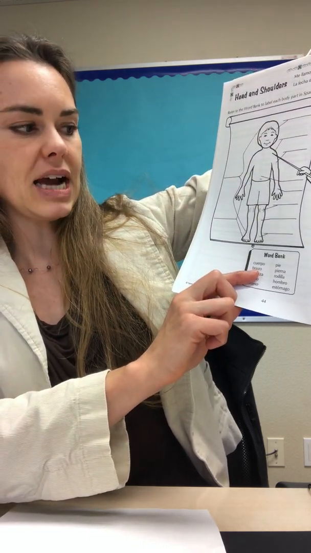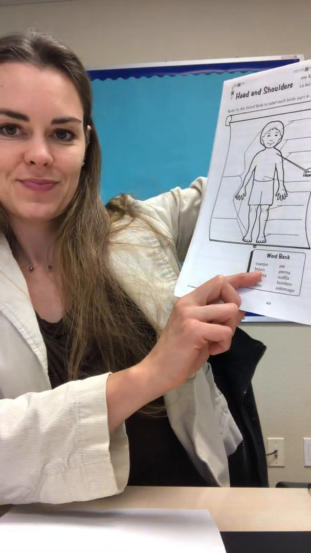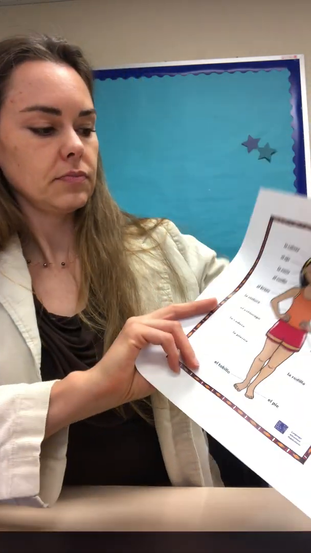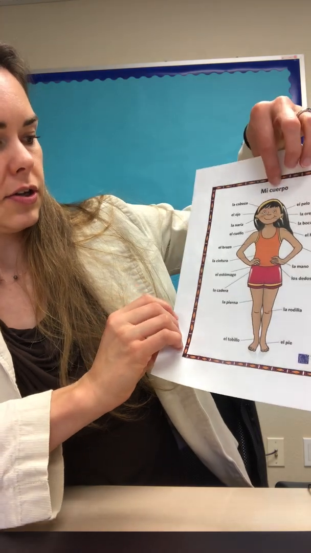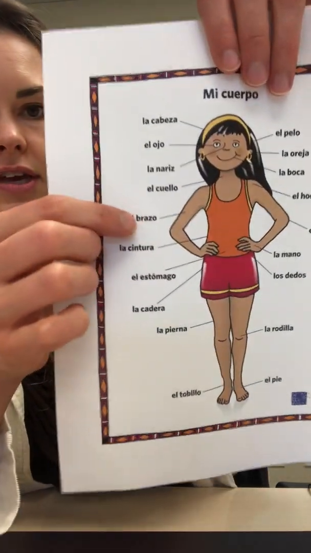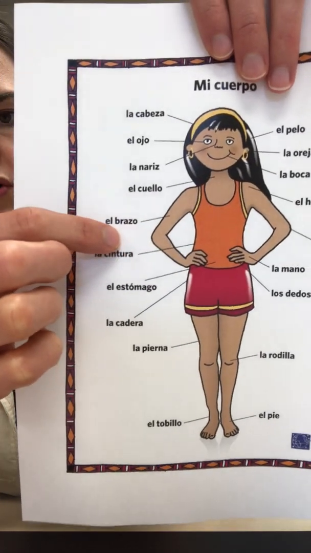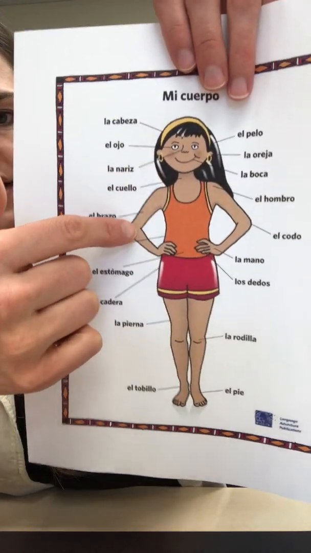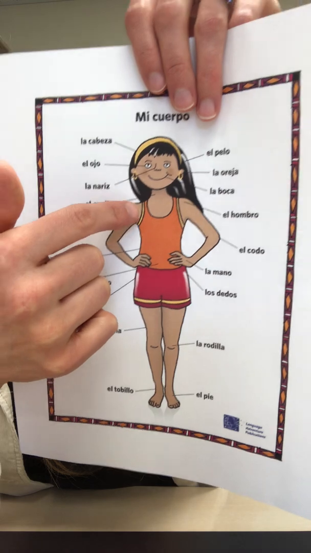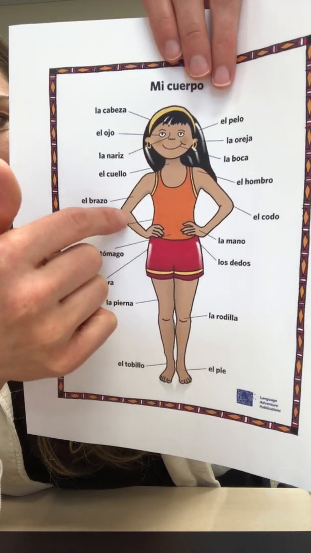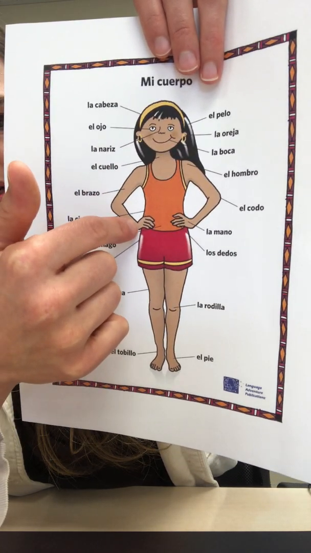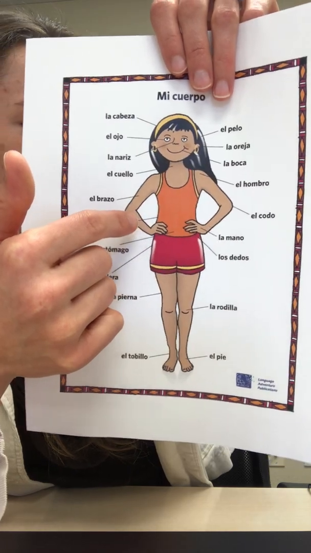Everybody say brazo. Brazo. And on our little person here, we have a brazo, el brazo, because it ends with an O, so it's going to be a masculine word. And brazo is the word for arm. So on your worksheet, you can fill in el brazo for arm.